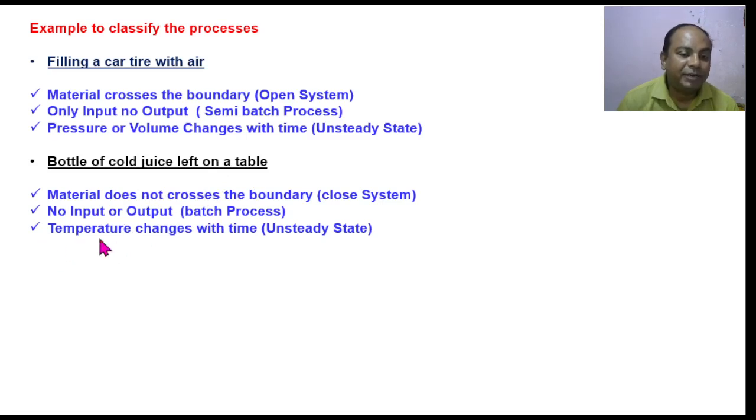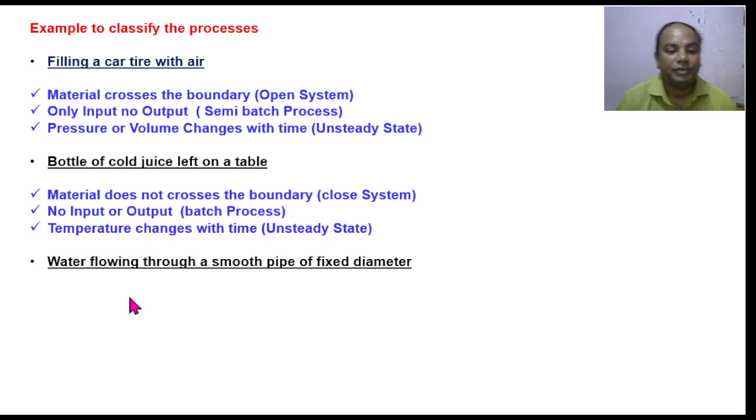So we can say that the temperature of the system varies with time. That is, the cold juice bottle comes to the room temperature, or retains the temperature that exists in the room. So temperature changes, and therefore it is an unsteady state operation or process.